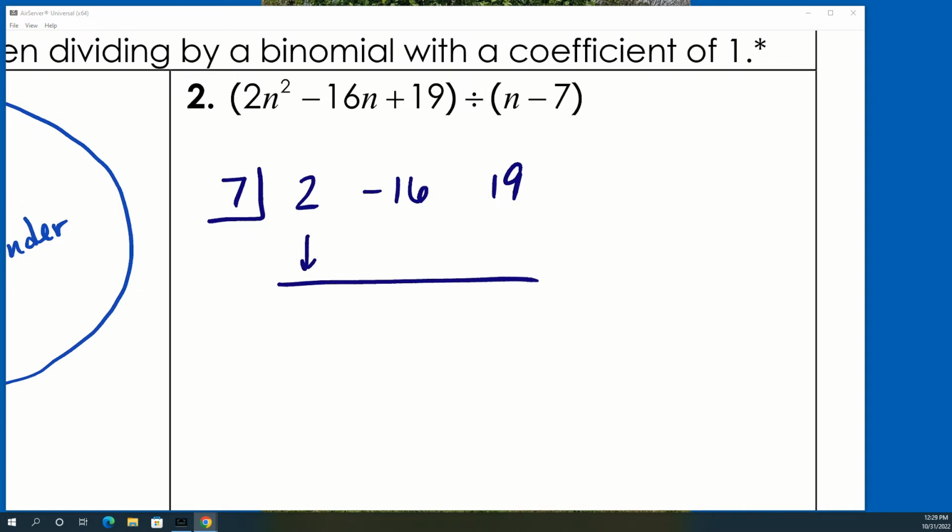All right, we're going to bring that first number down. And then from there, it's just multiply and add, multiply and add. So we're going to multiply the number in the box by the number under the line, and we're going to get 14. And you write it here. And then you're going to add. You'll get negative 2. And then you're going to multiply. 7 times negative 2 is negative 14. And then you're going to add, and you're going to get 5.